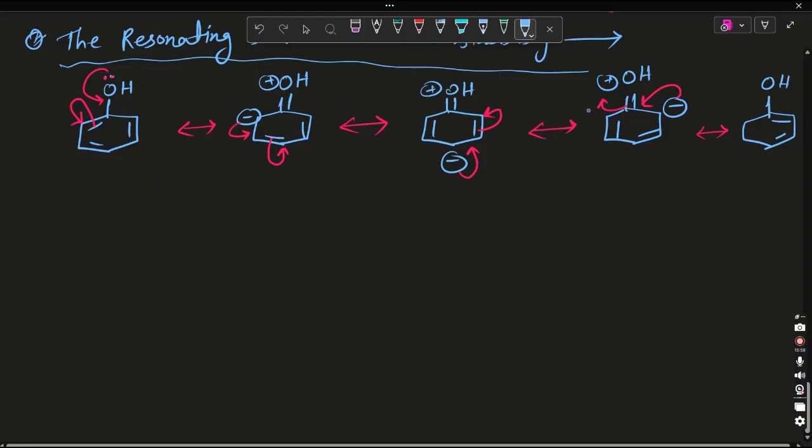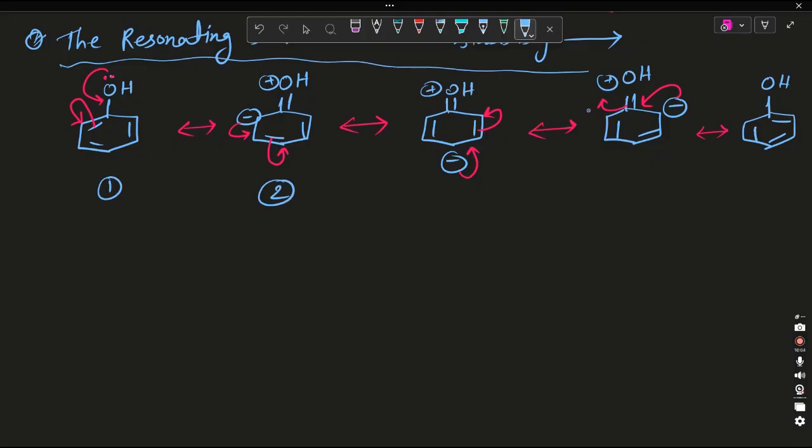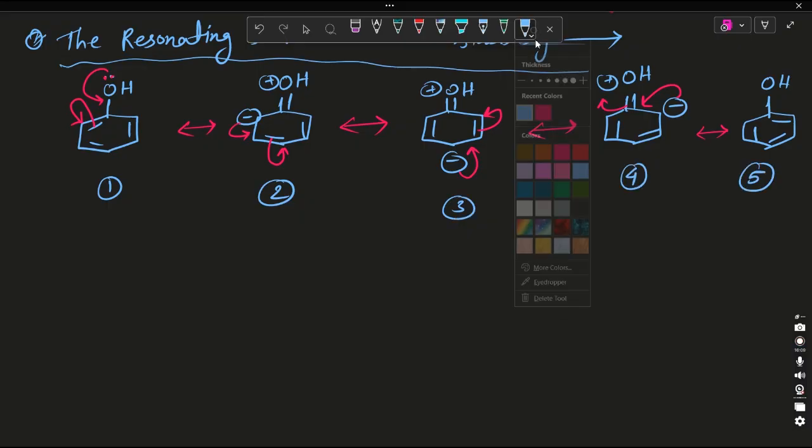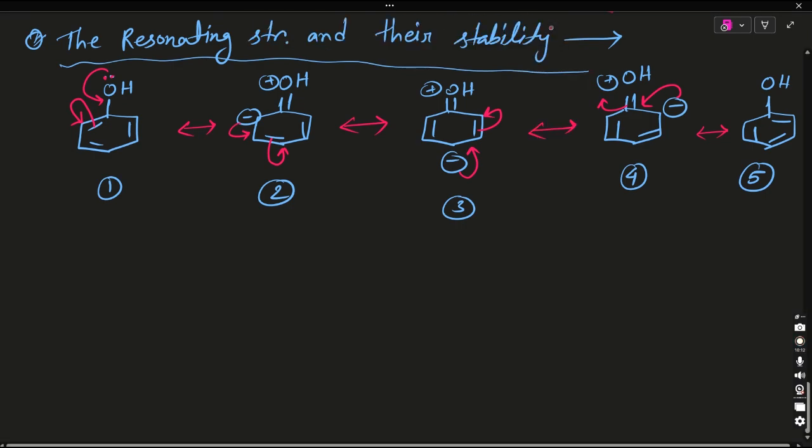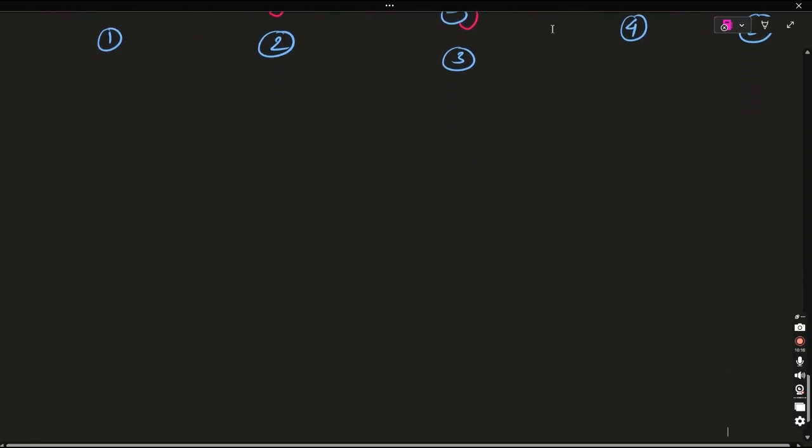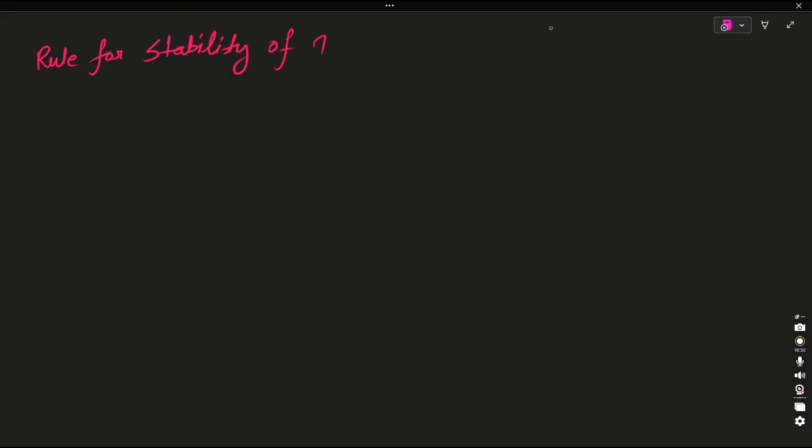So these are the resonating structures of phenol: 1, 2, 3, 4, 5. These are also called canonical structures. So how to compare their stability? To compare their stability, there are some rules. We will discuss the rules for stability of resonating structures.